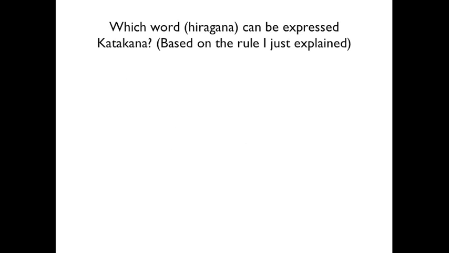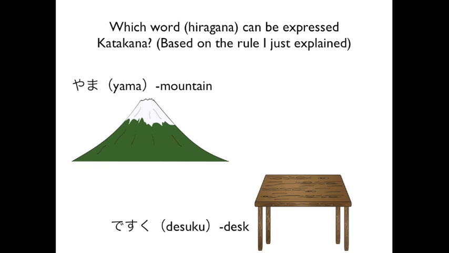Okay, so here's a little question for you. Which word in hiragana form can be expressed in katakana form? Just based on the rule that I just explained in the previous slide. One is "yama", which means mountain in English. The second one is "desku", and that means desk in English. I know it's kind of a hard question, but just try to guess.